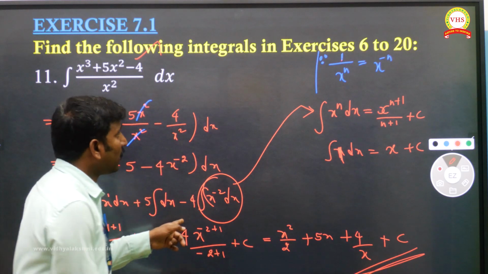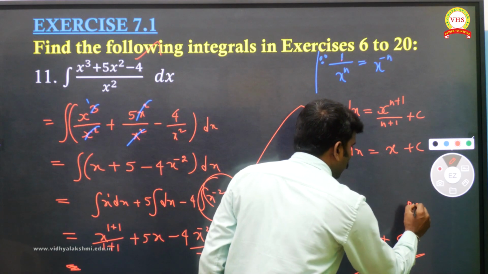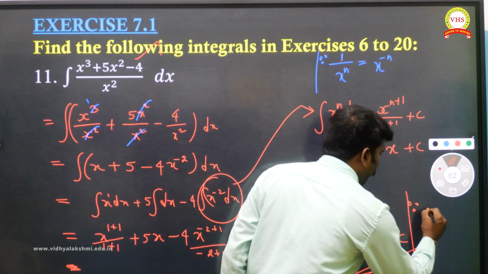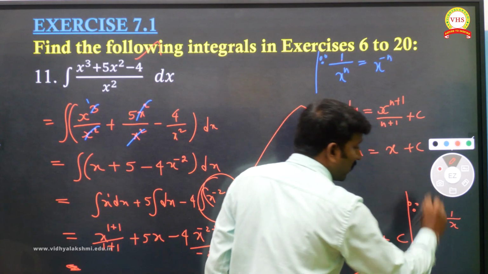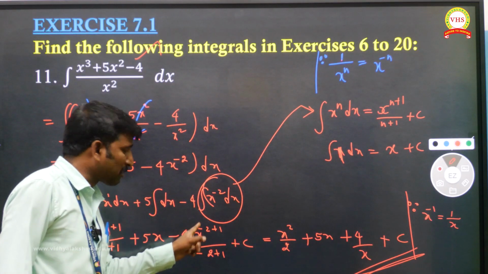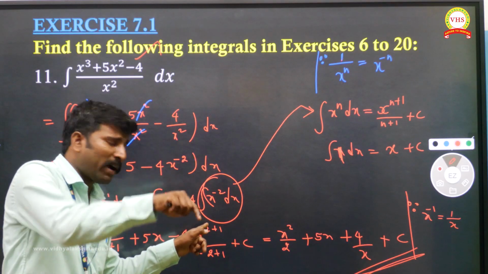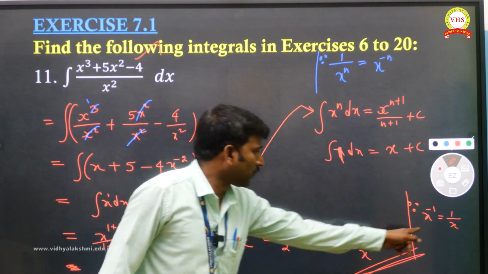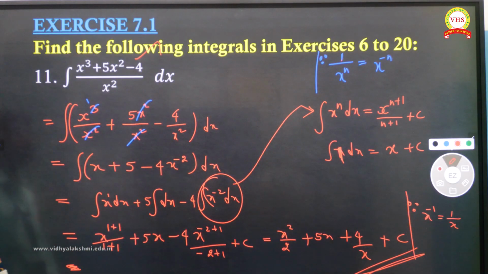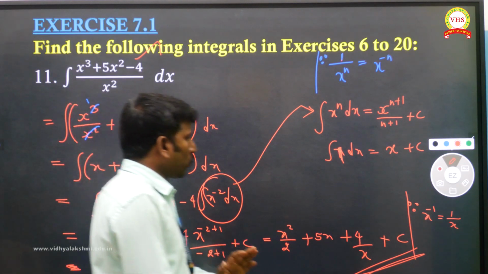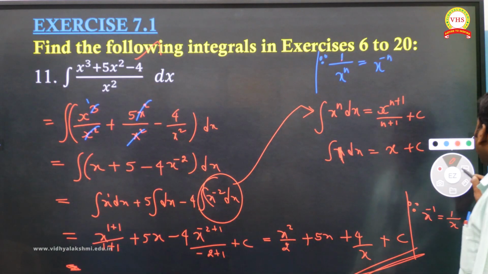Very important here: what I used, x power minus 1 you can write as 1 by x. So that when you simplify, x power minus 1 will come, and that x power minus 1 you can write as 1 divided by x. That's what I have mentioned. Okay, I hope you will understand the 11th one. We'll go to question number 12.